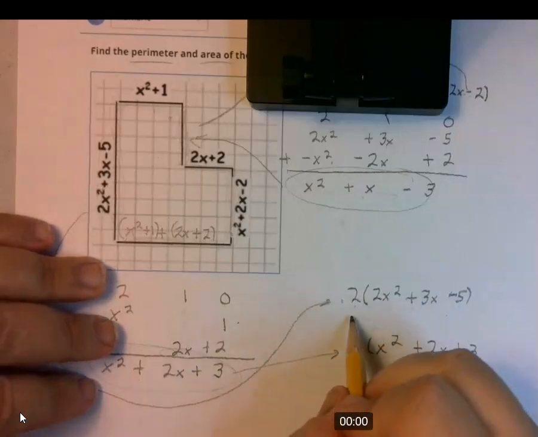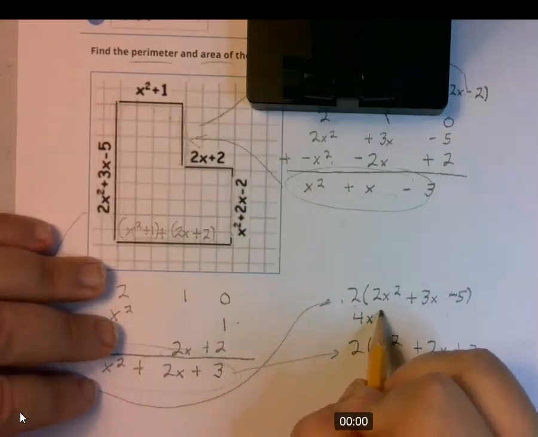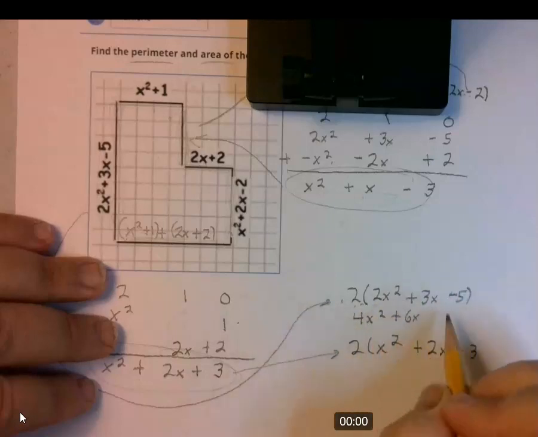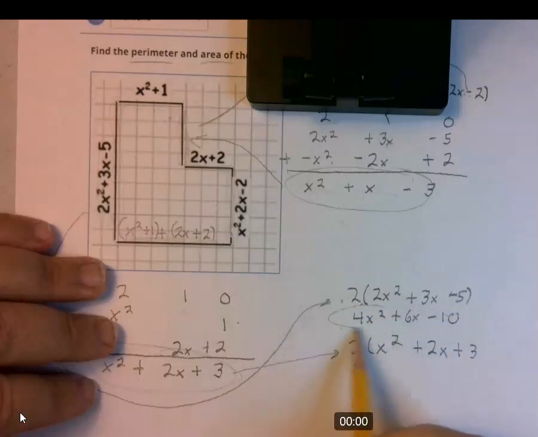2 times 2x squared is 4x squared. 2 times 3x is 6x. And 2 times negative 5 is negative 10. Okay, so that's what I got for that. Now I'm going to do the same thing here. 2x squared plus 4x plus 6.